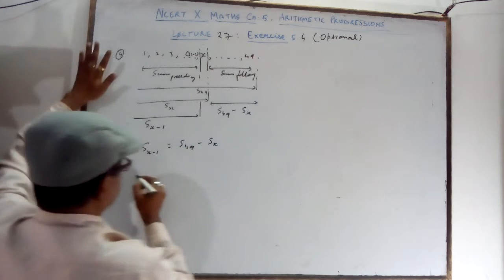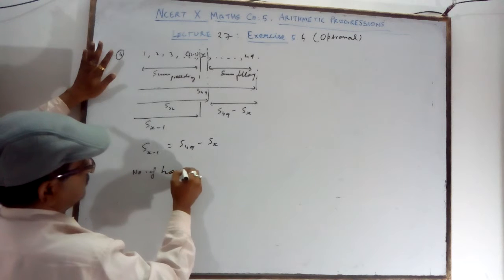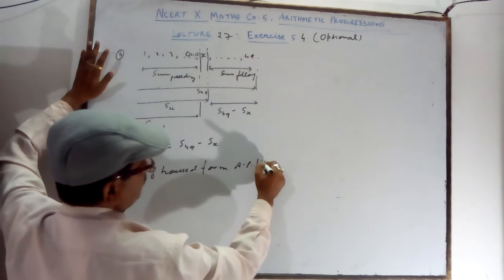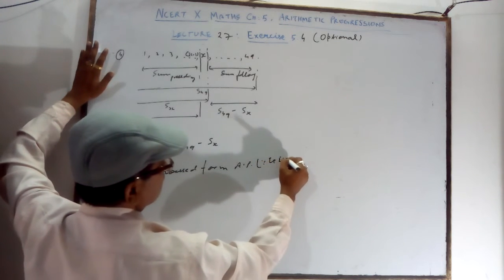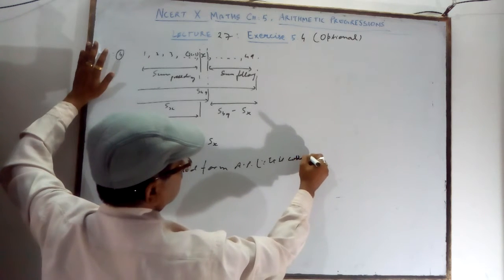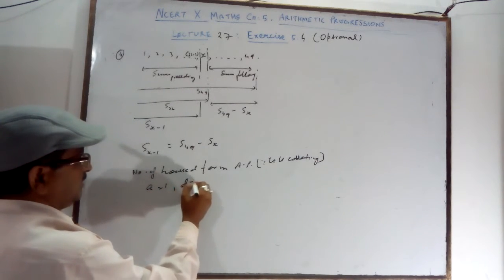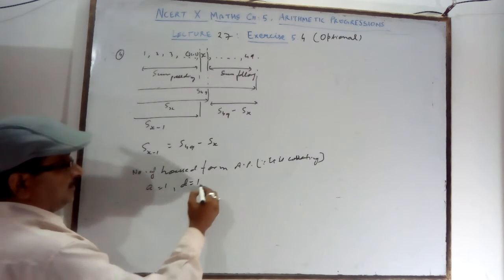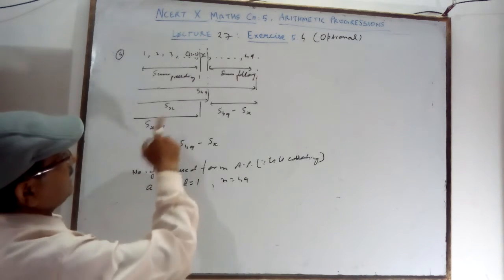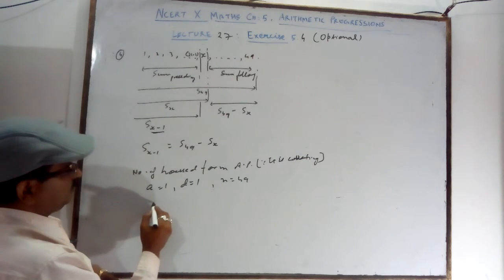It forms an AP. Why does it form? The house numbers are counting numbers, whose first term is a and common difference is also a. N is 49, given, the total. So you apply the value at the place of x. You apply the Sx formula.